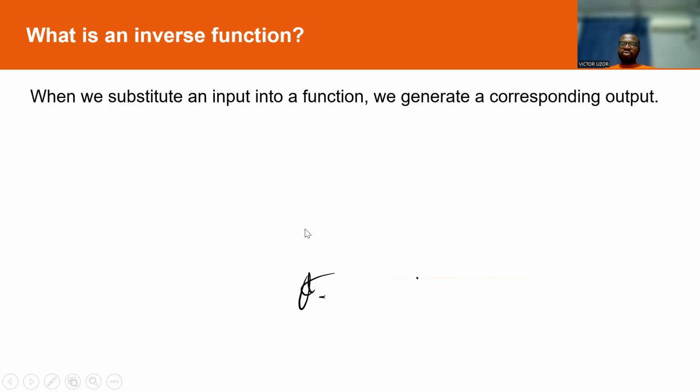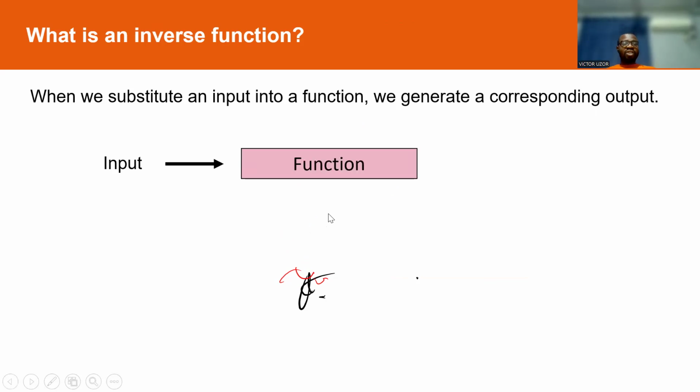Now, what is inverse? When we substitute an input into a function, we generate a corresponding output. When you put in an input, you get an output. So the input is x and the output is y. When you are able to reverse it back, then you say that that is an inverse function.